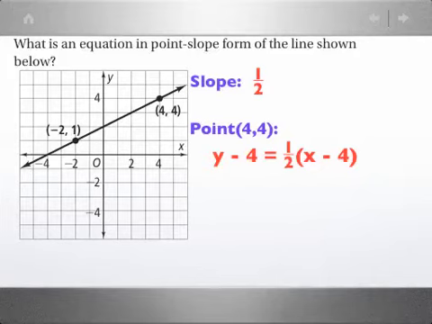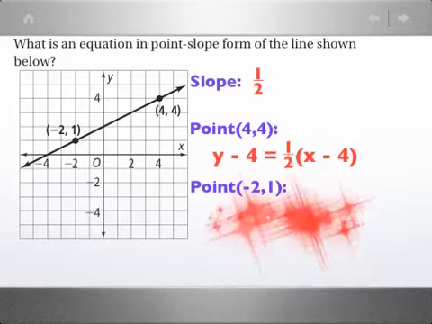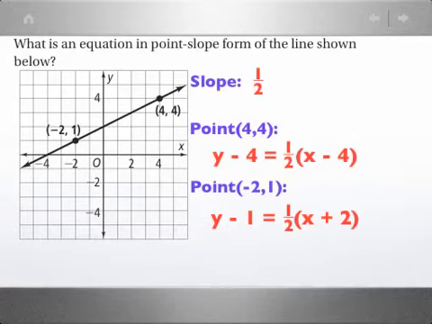Another valid equation we could write using point slope form of this line is using the point at negative 2, 1. That means for x sub 1, I need to plug in negative 2. For y sub 1, I need to plug in 1. And for slope, again, the slope is going to be the same, so I would plug in 1/2. This equation is y minus 1 equals 1/2 in parentheses x plus 2.